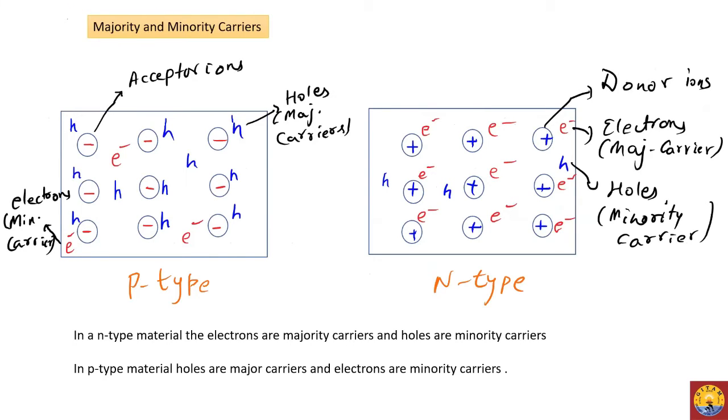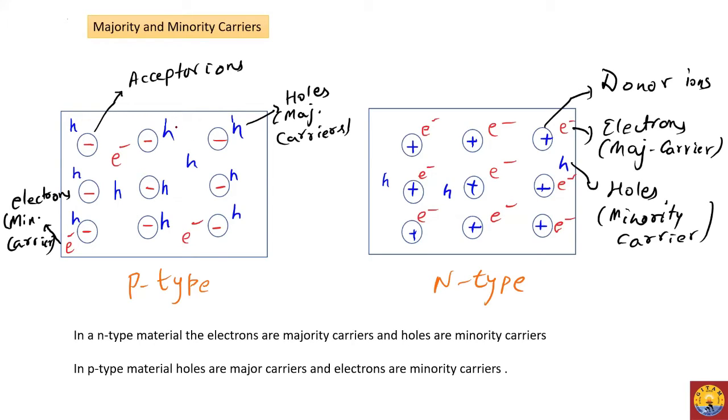P-type are the ones where we have doped with acceptor atoms. So we have acceptor ions. Those boron atoms are like acceptor ions because they accept electrons, so they get negatively charged. These circles are acceptor ions, and they are all assigned a negative sign because once they accept the electrons, they have a negative charge. So these are negatively charged ions.